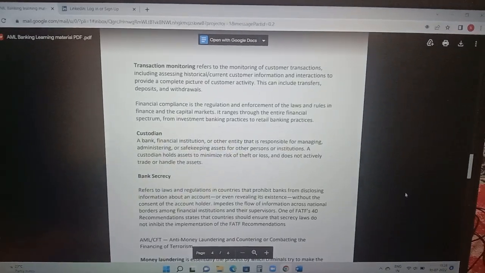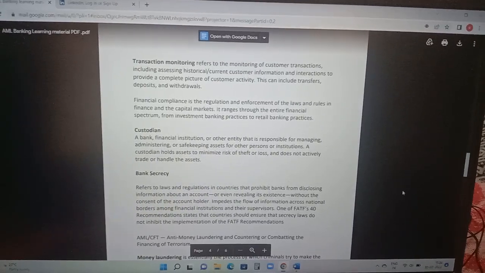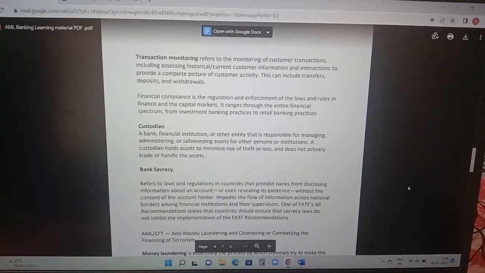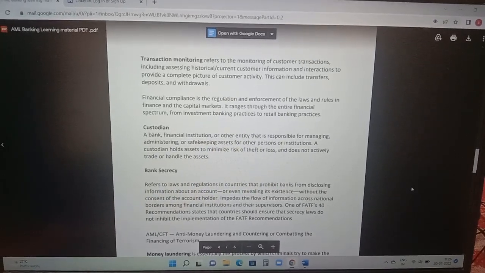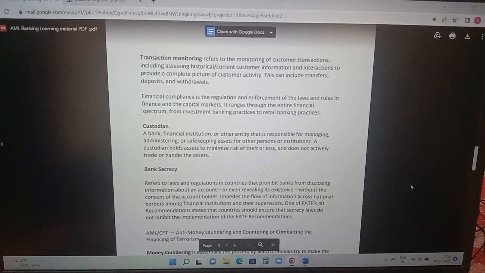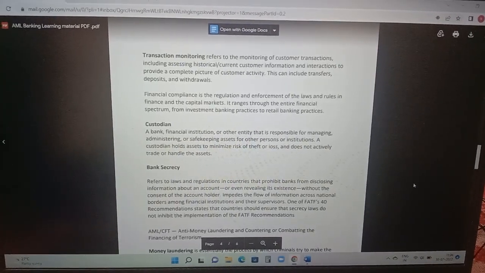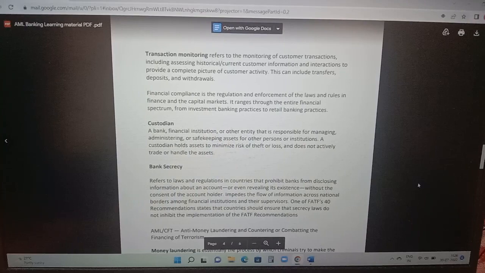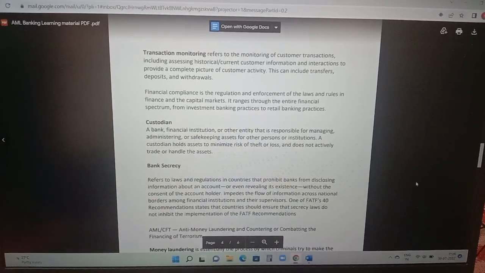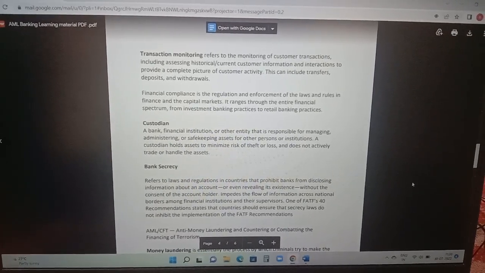And you would have heard about transaction monitoring also, most of the times while people are hiring. It refers to monitoring of customer transactions, including assessing historical or current customer information and interactions to provide a complete picture of customer activity, and it includes transfers, deposits, or withdrawals. So transaction monitoring is actually a monitoring of customer transactions, including assessing historical or current customer information.